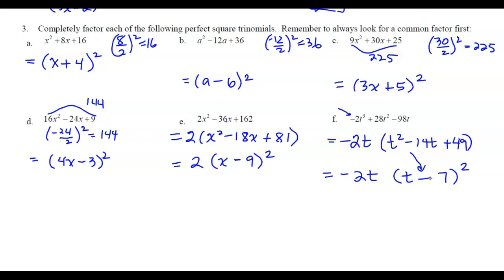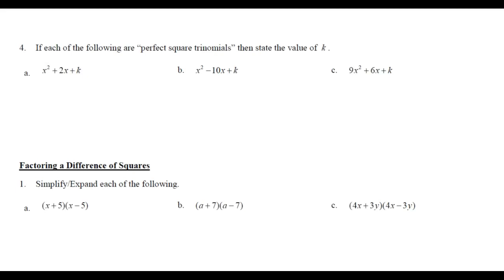It is, but it doesn't work for all of them, right? So you've got to look at that last term. And so saying that, if you turn over to the next page, this is where we're going to find that value of k that makes it a perfect square trinomial.